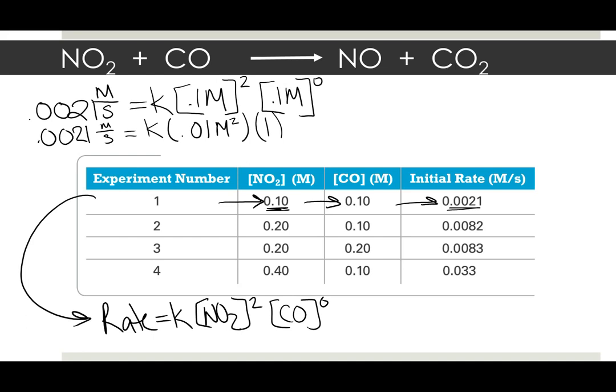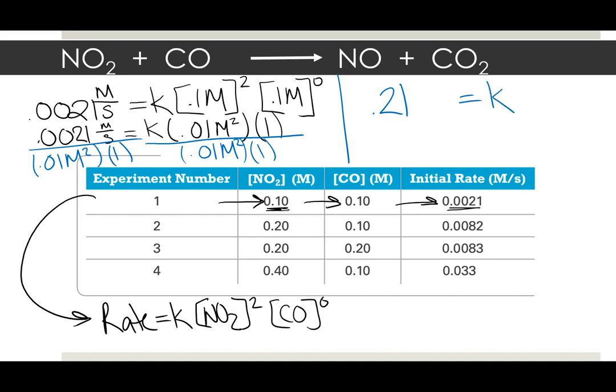Okay. All right. So now we just need to do some algebra to solve for K. So I'm going to divide by this side. So I'm going to divide by 0.01 times 1. Whatever I do to the left side, I also have to do to the right side. So the number is pretty easy. So just plug 0.0021 divided by 0.01, and that equals 0.21. And that's easy.